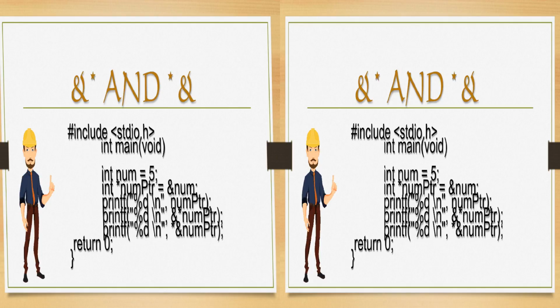The asterisk and ampersand are inverse operations, and *&x is equivalent to &*x, and this leads back to the original value. For example, assume that the address of num is 1245052, and this is an example of the pointer operators & and *.